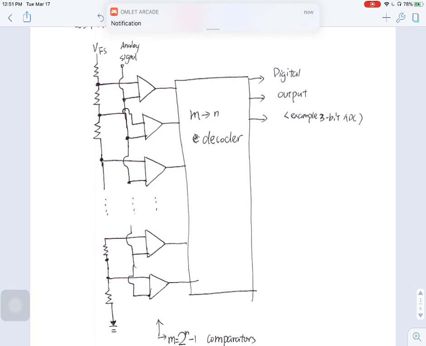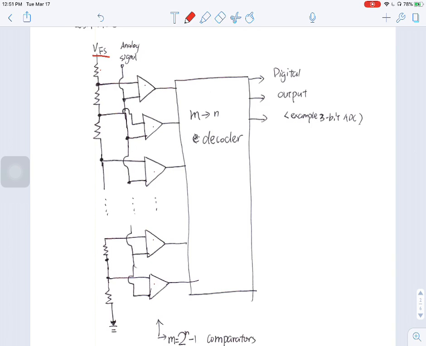Yeah, it is a voltage divider. You're right, Dennis. This is a voltage divider, right? So it divides the voltage depending on how many bits we have. So it divides voltage depending on how many resistors we have. So it would be a small percent of this VFS at each comparator.